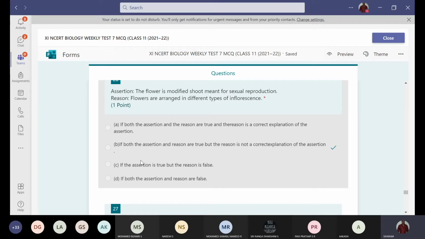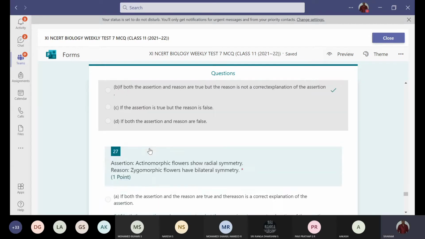And next, flowers are arranged in different types of inflorescence. There we will find racemose type, cymose type, and other types of inflorescence. Assertion and reason both are correct statements, but the reason is not explaining the assertion. So that is option B.